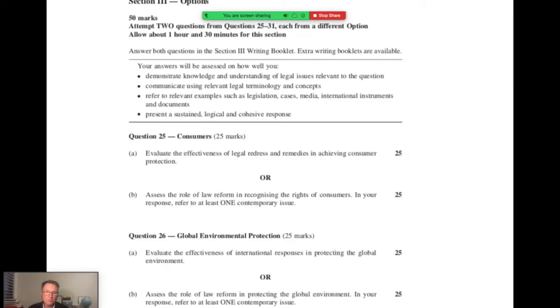This means that in question A for the consumers, you would need to evaluate, make a judgment based on a criteria. And question B, you would need to assess.